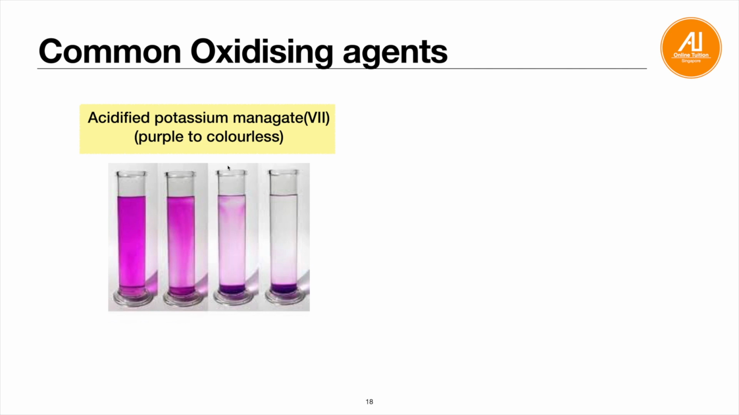So this is the one that I mentioned just now, acidified potassium manganate 7. It will change from purple to colorless. Take note, it will only change color when it's added to a reducing agent. So if you add acidified potassium manganate 7 into an unknown solution and it changes color from purple to colorless, what does it tell you? It tells you that the unknown solution must be a reducing agent.